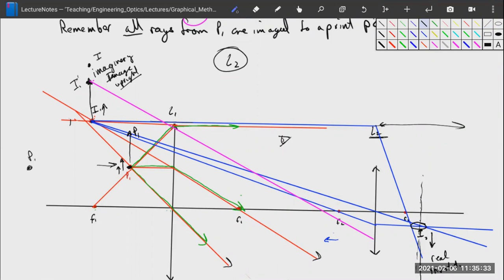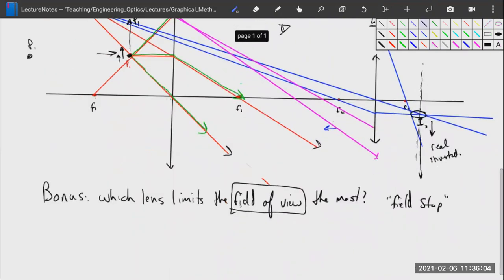If we move this imaginary point source even higher, call this I1 double prime, and draw a new line, right? We try to figure out which ray is the topmost ray that will still pass through L1. So it has to go through the top of that lens. And if we continue it on, that ray doesn't actually even hit our second lens. So which lens limits our field of view the most? Well, it turns out it is L2.